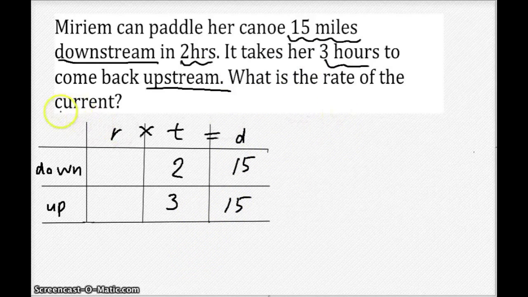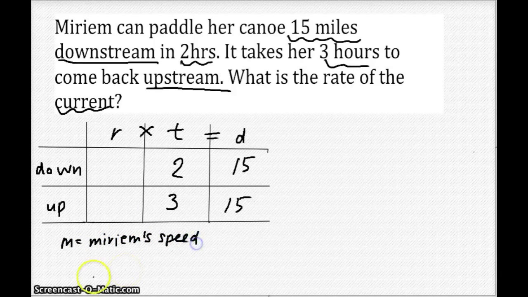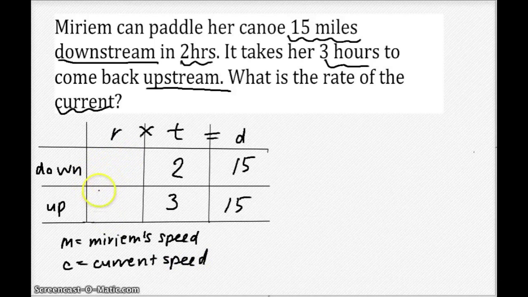So now we need to know what is the rate of the current. But the rate is not only the rate of the current, because you also need to know the rate of her paddling. So we're going to have m equal Miriem's speed, or her paddling speed, and c equals the current speed. So when she's moving downstream, she's getting pushed by the water, so it's helping her. So we're going to make that m plus c, so she's going to be moving faster. But when she moves upstream, we're going to have to subtract the current from her total speed because the stream is preventing her from moving fast. So it's like subtracting and making her rate less.